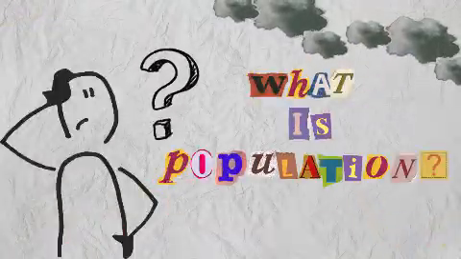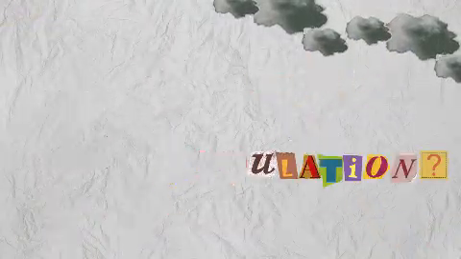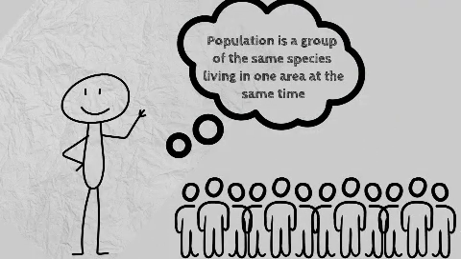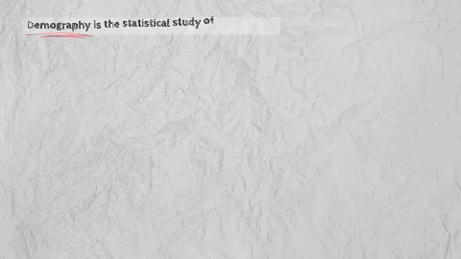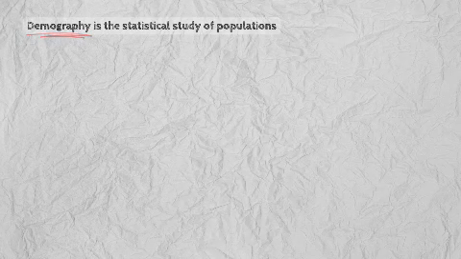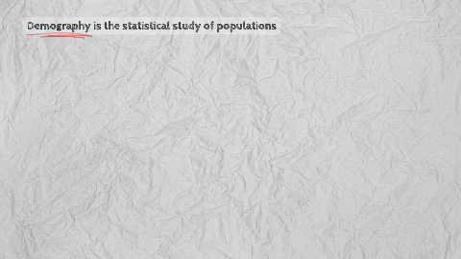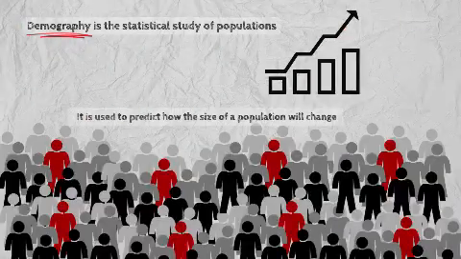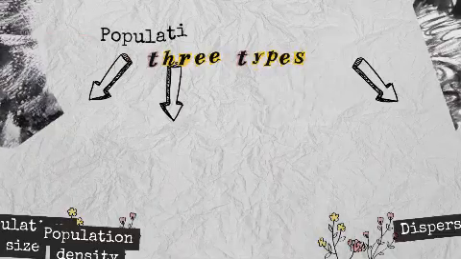Does anybody know what a population is? A population consists of a group of the same species living in one area at the same time. Studying populations helps us understand how genetic traits are distributed and how they evolve over time. Next, we have demography. Demography is the statistical study of populations. It is used to predict how the size of a population will change.